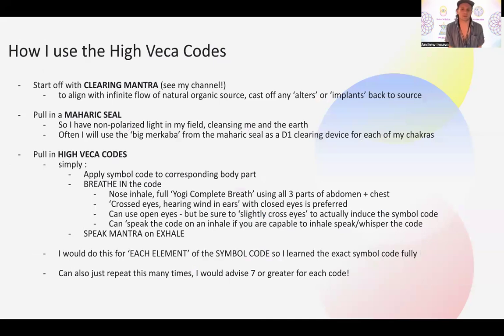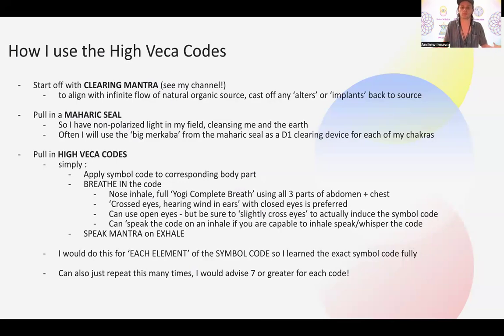Let's see, how I use the Vecca code. So I've said this a few times. I start off with my clearing mantra to align to the infinite flow of natural source. You call any alters to you, any piece of yourself, you call them to you, and if any pieces of those selves are not in alignment with the infinite flow of natural organic source, the Law of One, you are going to release them back to natural organic source. So now you are fully aligned with the Law of One and natural organic source.